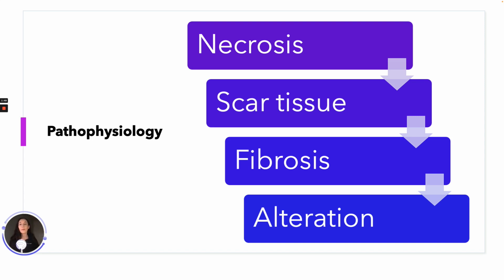All right, so this is a very quick overview of the pathophysiology. This is kind of a simple form. You have necrosis of the liver cells, which leads to scar tissue, which is going to lead to fibrosis and alterations within the liver structure and normal vasculature, impairing blood flow and lymph flow, and ultimately causing hepatic insufficiency.